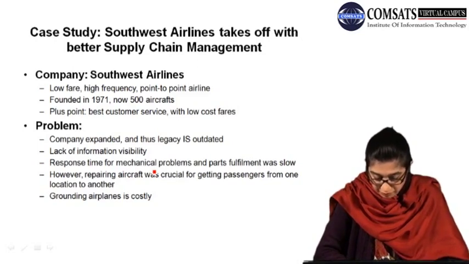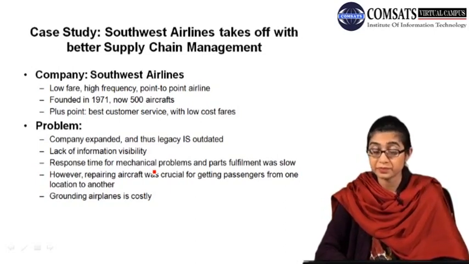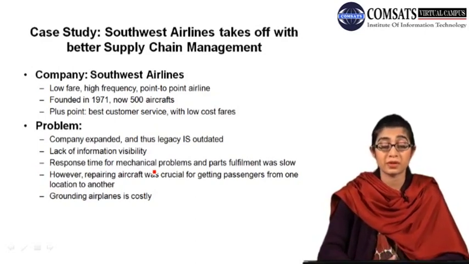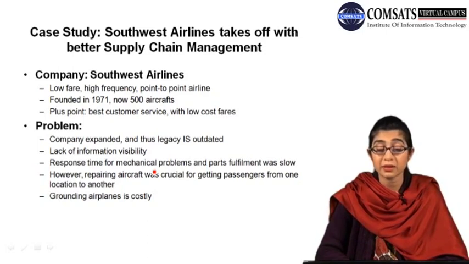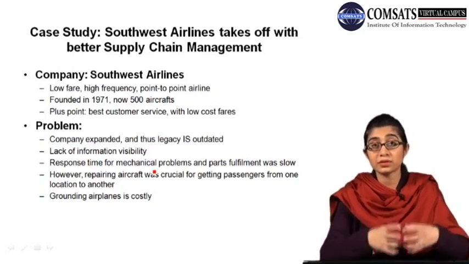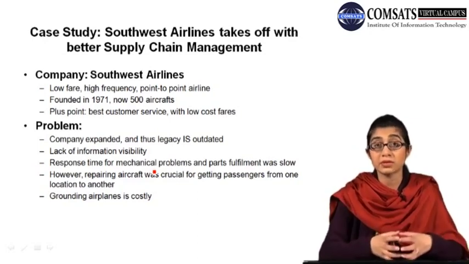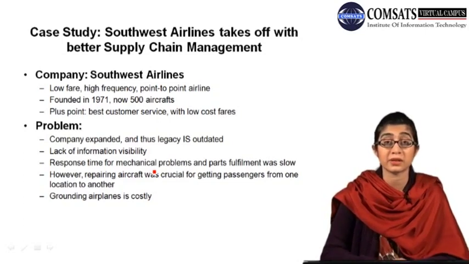Information about what replacement parts were available at a given time was difficult or impossible to acquire, and that affected response times for everything from mechanical problems to parts fulfillment. So because the information was not available, that affected the response time for mechanical problems and parts fulfillment. That means कि उस चीज़ को solve करना उनके लिए मुश्किल हो रहा था, और जो response time था इन चीज़ों को solve करने के लिए, that was very low.